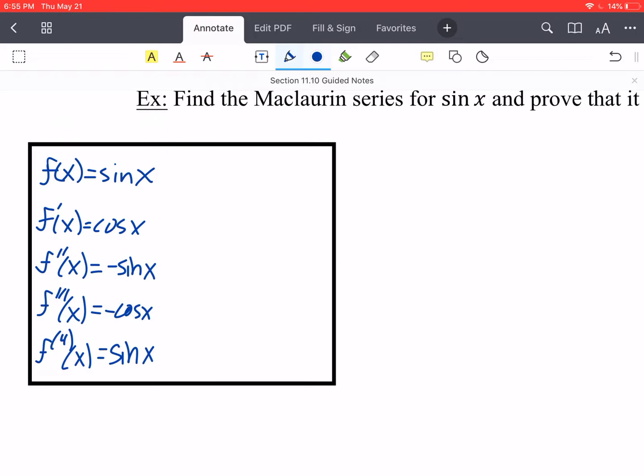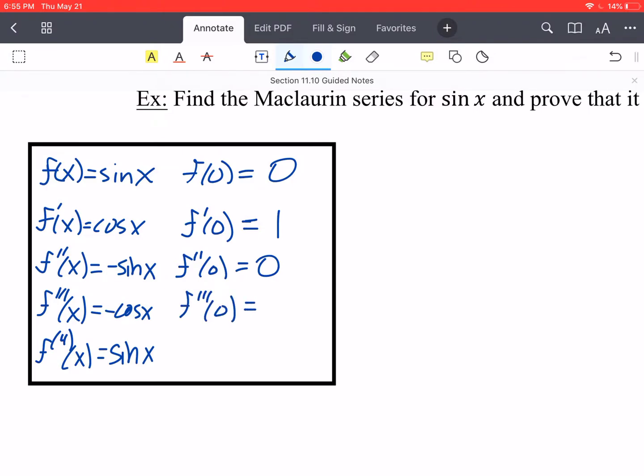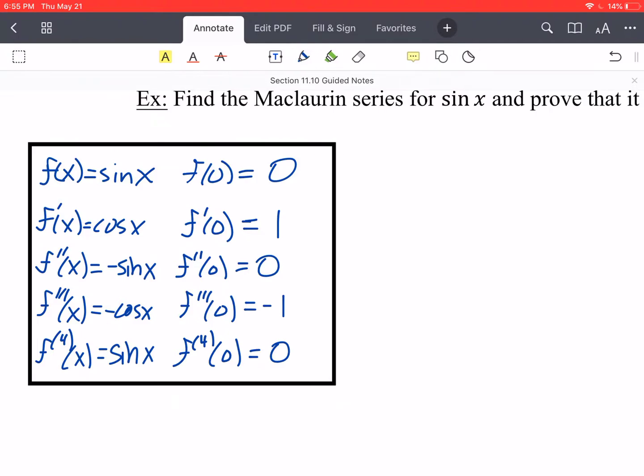So if we're looking at the Maclaurin series, this is where a equals 0. We have f of 0, that's sine of 0, which is 0. F prime of 0, so cosine of 0, that's 1. F double prime of 0, so that's negative sine of 0, which is 0. F triple prime of 0 is negative 1. And the fourth derivative at 0 is 0. You can see the pattern will repeat. It just goes 0, 1, 0, negative 1, 0, 1, etc.